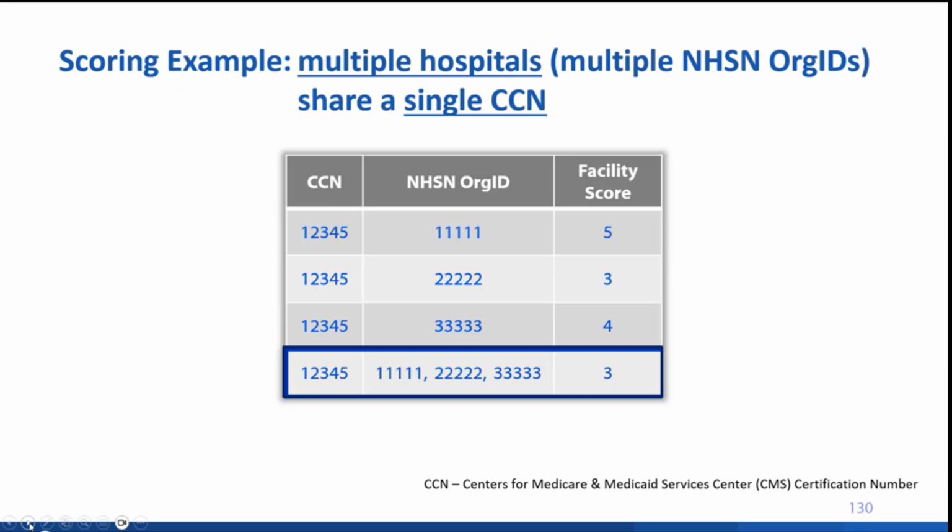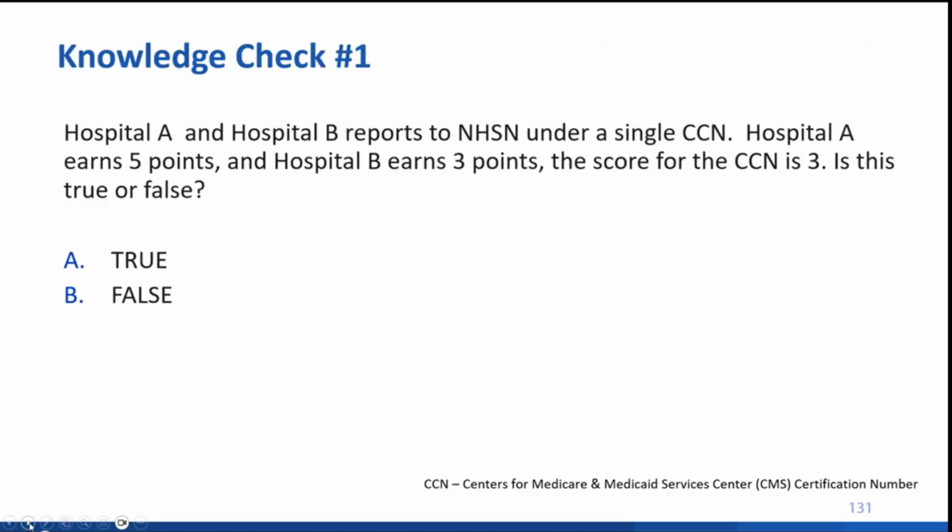So there are 3 different facilities in this example that share that single CCN. The first facility has a score of 5, the second a score of 3, and the third a score of 4. So that final CCN score is 3, which reflects the lowest score reported by the facilities that share this CCN. And there you'll see that the final CCN score is 3.